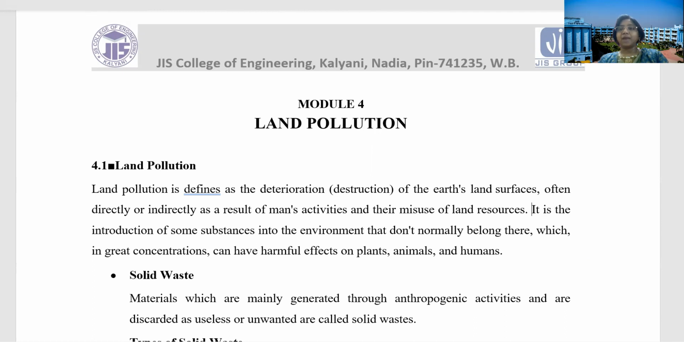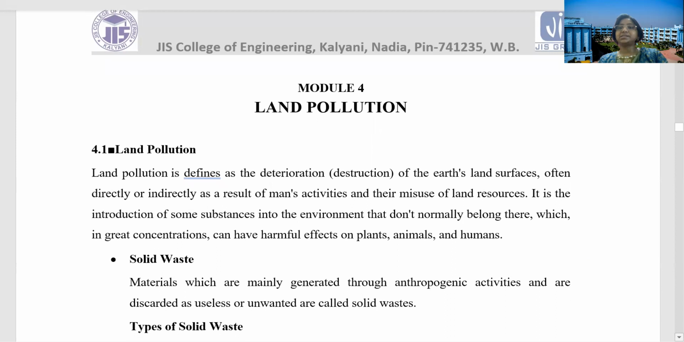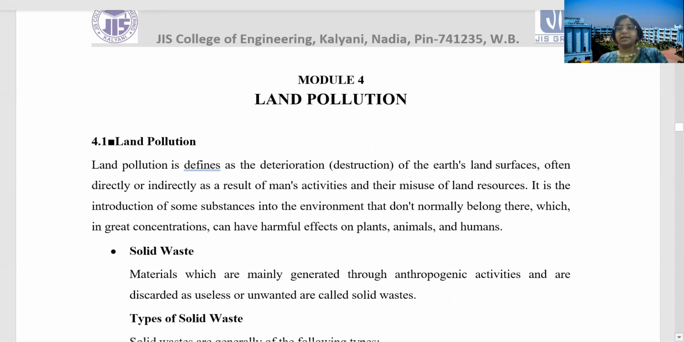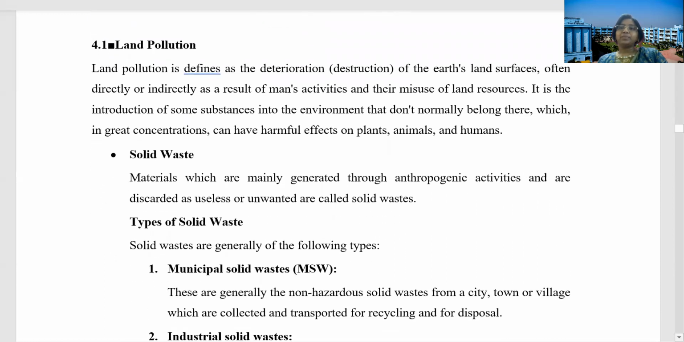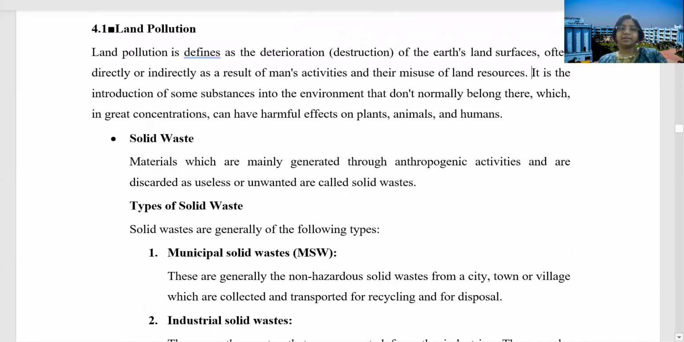We don't think about our environment, we just throw it here and there. That is the problem. And also we keep all this substance in one dustbin, but it should not be, because segregation is very difficult. So we have to be more aware, more careful, and we have to take care of our environment. And the solid waste is mainly generated through anthropogenic activities.